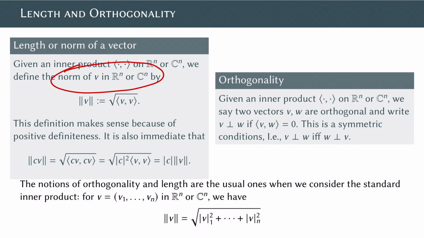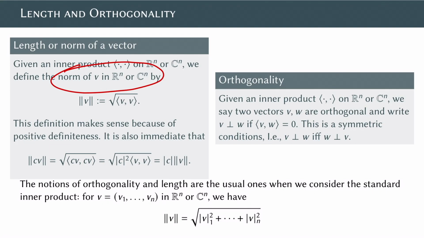The idea of orthogonality comes from the fact that the standard dot product on R2 is given by |x||y| cos theta, and the two vectors x and y will be perpendicular to each other only if cos theta is 0, in other words theta is pi by 2. So this is sort of an extension of the familiar geometry of the dot product in R2. Now the notion of length and orthogonality are exactly the standard ones when you consider the standard inner product.